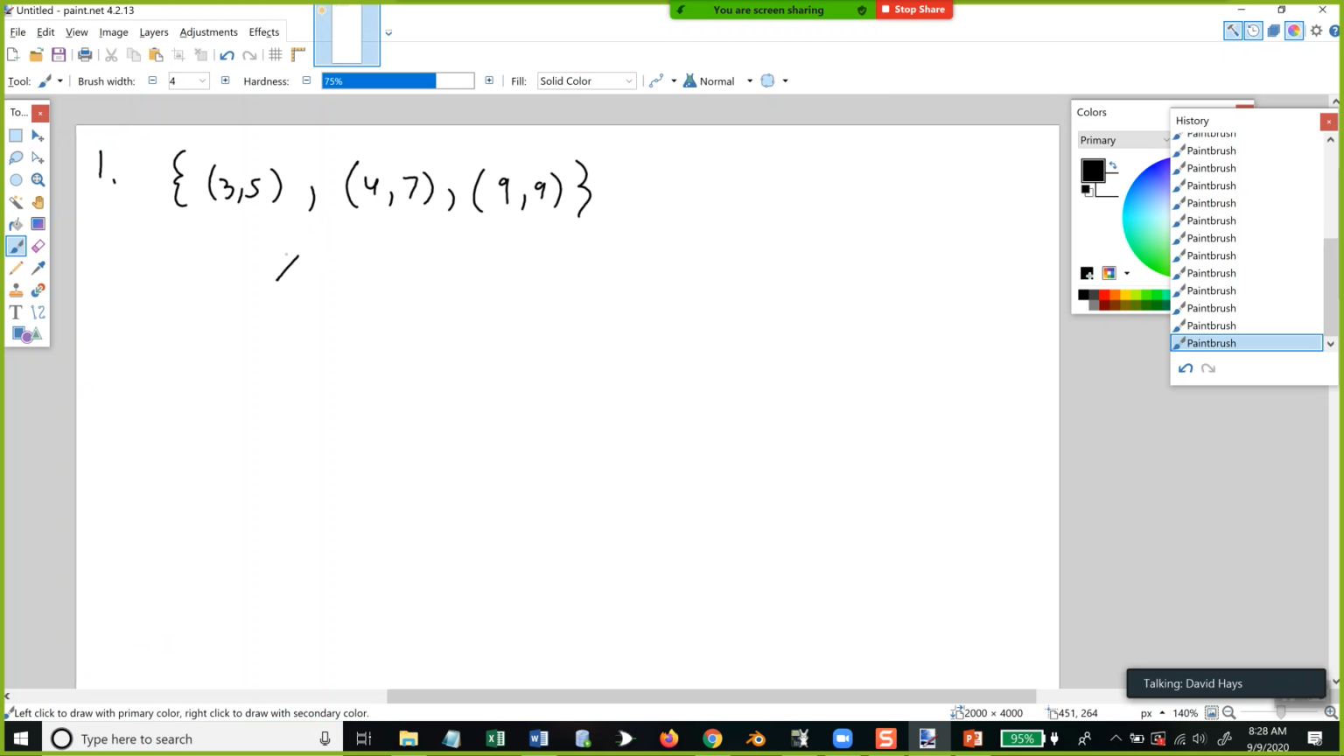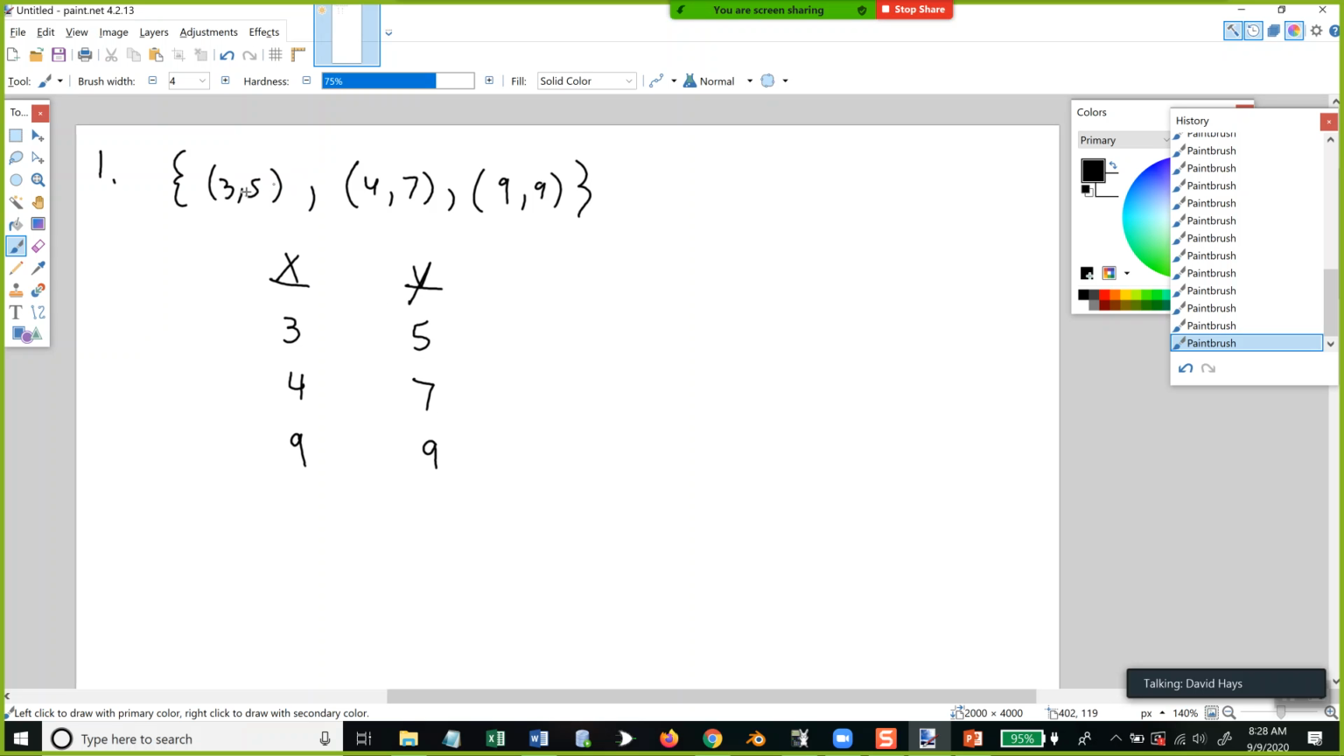Well, I'm going to do a mapping on these. I'm going to write down my x values going from smallest to largest, not repeating any. So I got 3, 4, 9. And I'm going to write down my y values going from smallest to largest, not repeating any. So I got 5, 7, and 9.